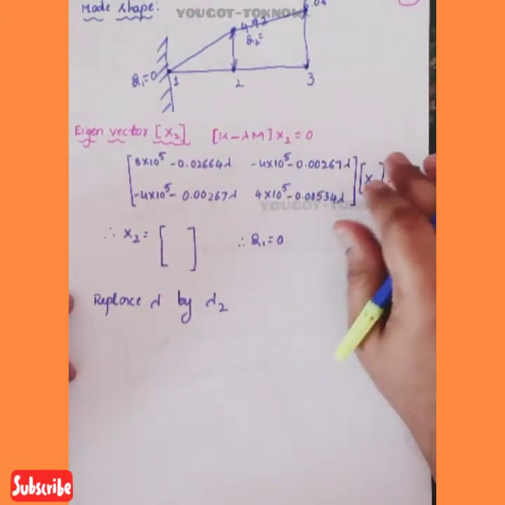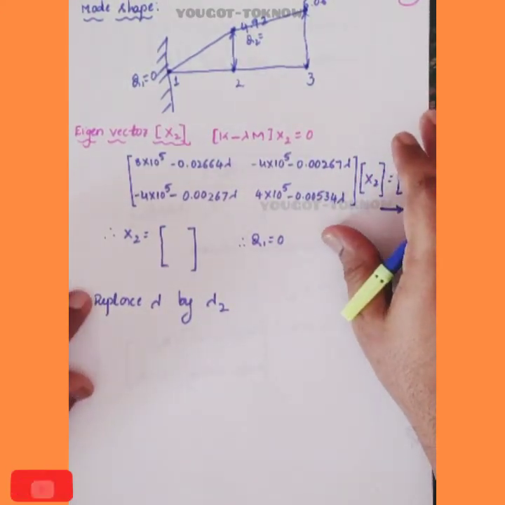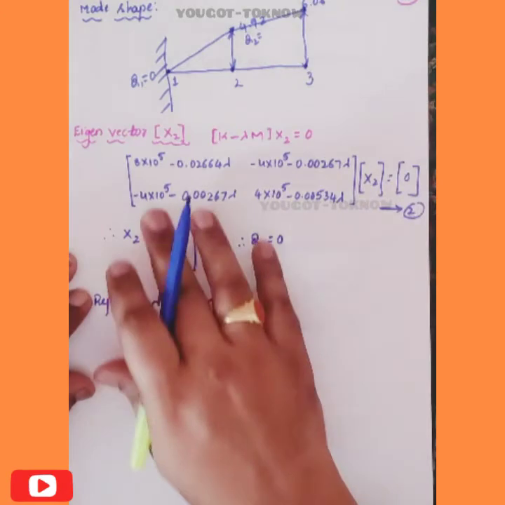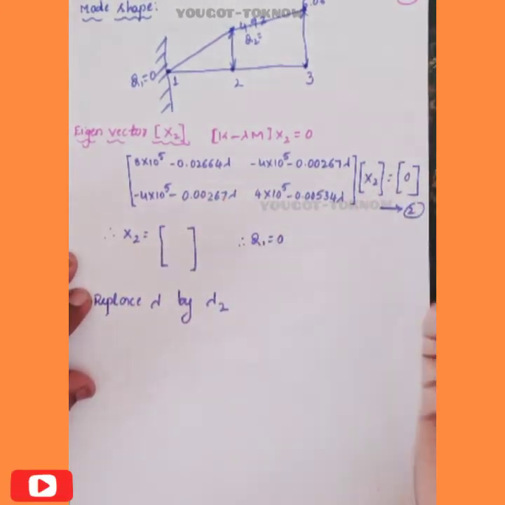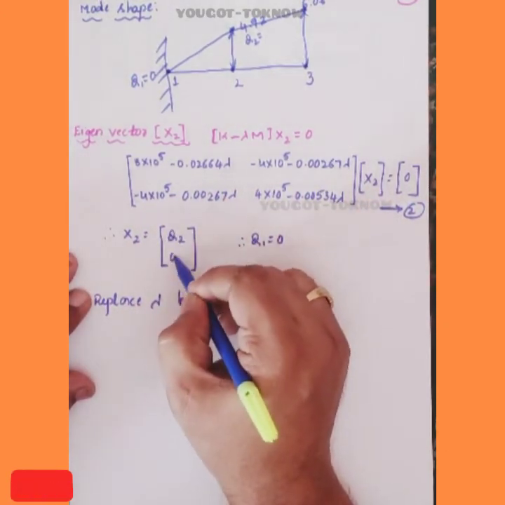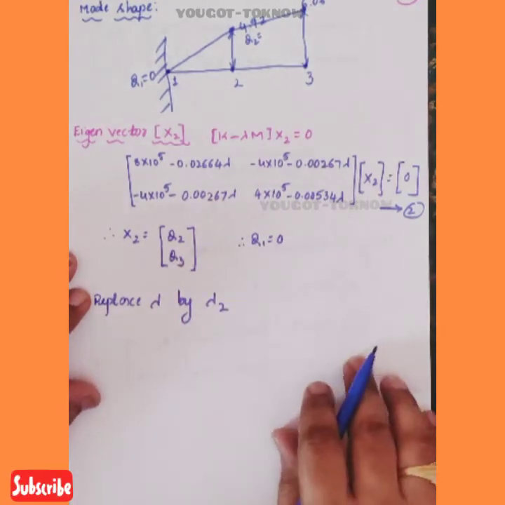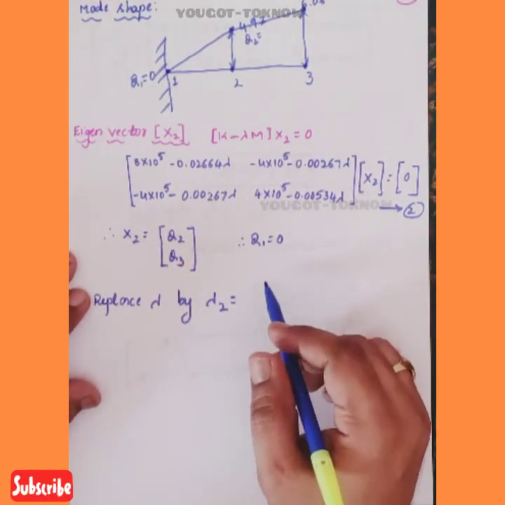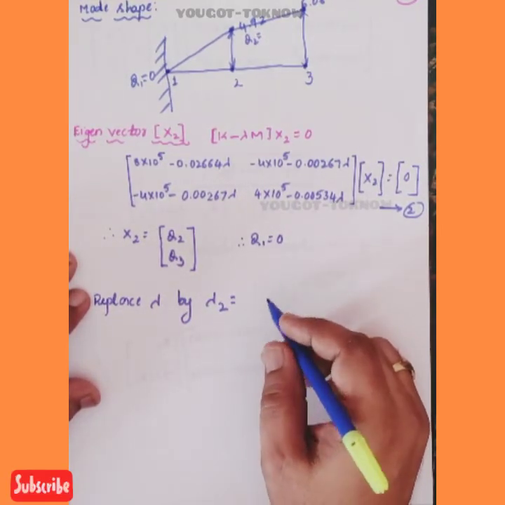Now, repeat the same thing for your eigenvector 2. How to determine your x vector 2? Same thing. Take your k minus lambda m into x2. X2 is once again the same thing. You can take it as q2, q3. The only thing is we are using a different value. What is that value? Use lambda 2. What is your lambda 2 value?